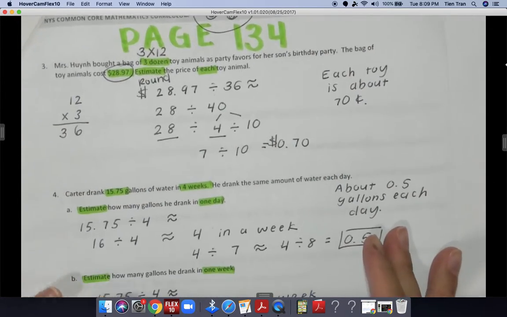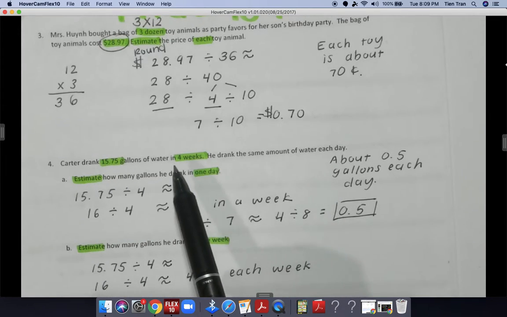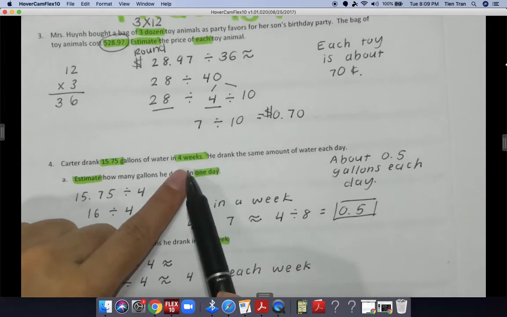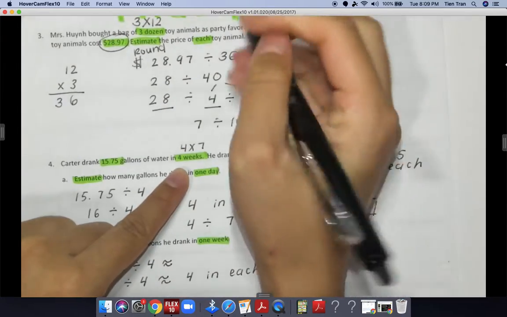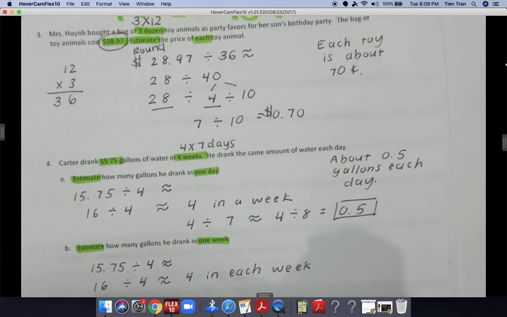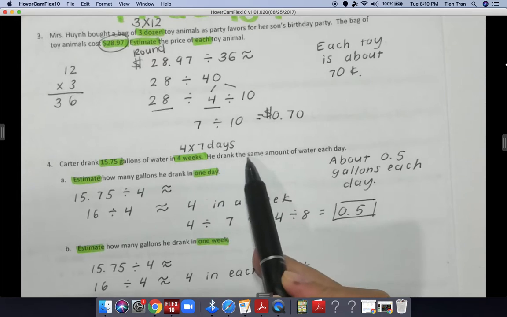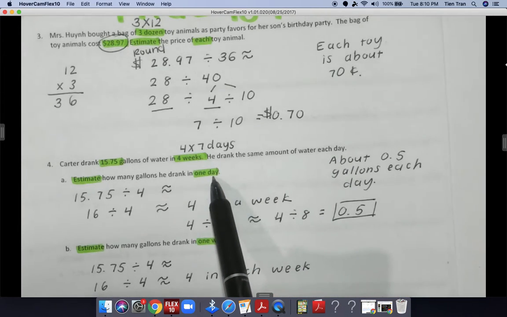Okay? Now, for problem 4, Carter drank 15.75 gallons of water in 4 weeks. We know that 4 weeks means that it's 4 times 7 days, because 7 days is equal to 1 week. He drank the same amount of water each day. Estimate how many gallons he drank in 1 day.